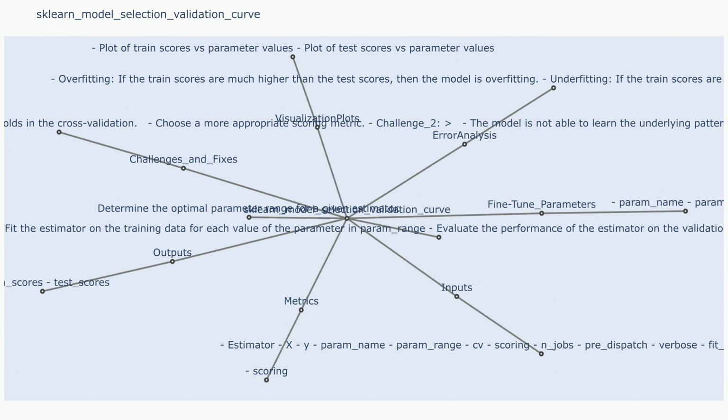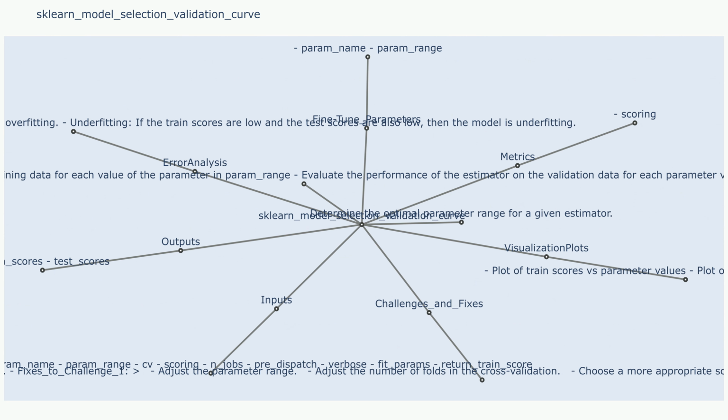Reduce the complexity of the model by adjusting hyperparameters like max depth, min sample split, etc. Consider using regularization techniques to penalize complex models. Employ cross-validation to assess the generalization ability of the model.